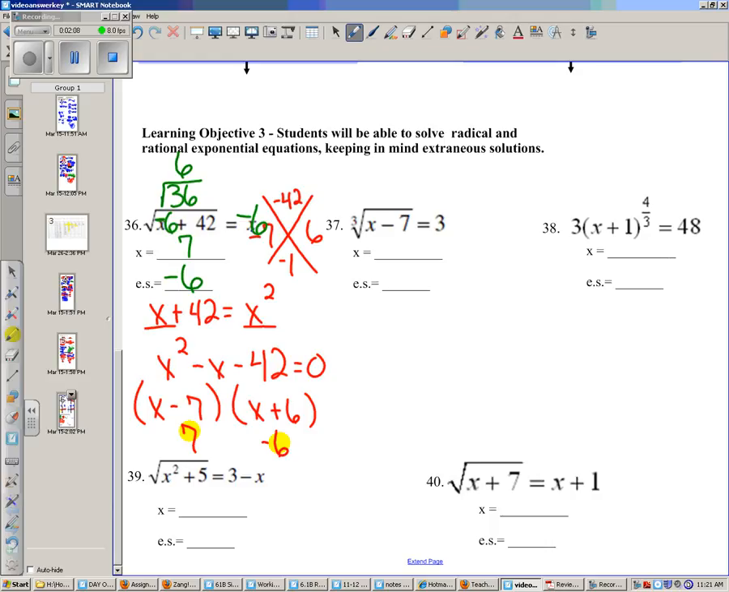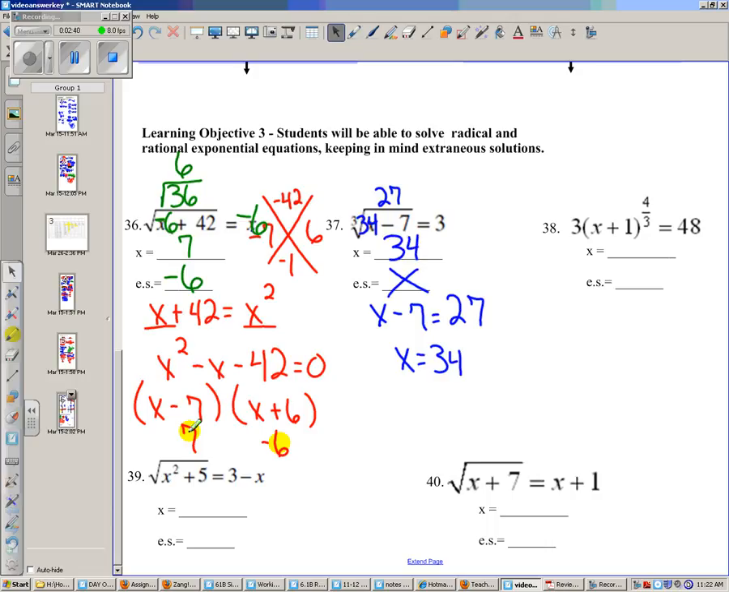All right, number 37. To get the x by itself, I'm going to have to cube both sides. The left side just becomes x minus 7, and when I take 3 and cube it, I get 27. One quick step, add 7, and I get x to be 34. So to see if it's extraneous, again, I'm going to go back to the original problem. I'm going to put 34 in. 34 minus 7 is 27, and the cube root of 27 is 3. So nothing is extraneous, just the 34.